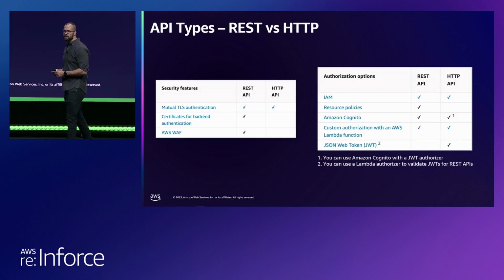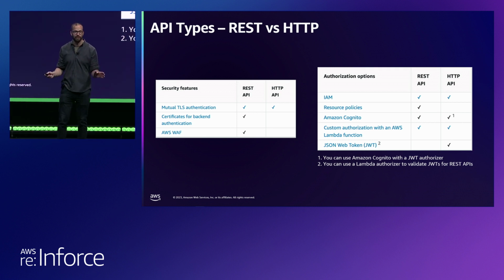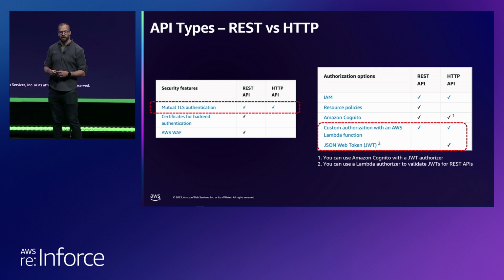Now, we have two different types of APIs with API Gateway, REST and HTTP APIs, and each one has a number of security features. We could spend the whole day talking about all of them, so I had to pick a few that we're going to focus on today. We're going to talk about mutual TLS first, and then we'll talk about JSON Web Token Authorizer and custom authorization with Lambda.